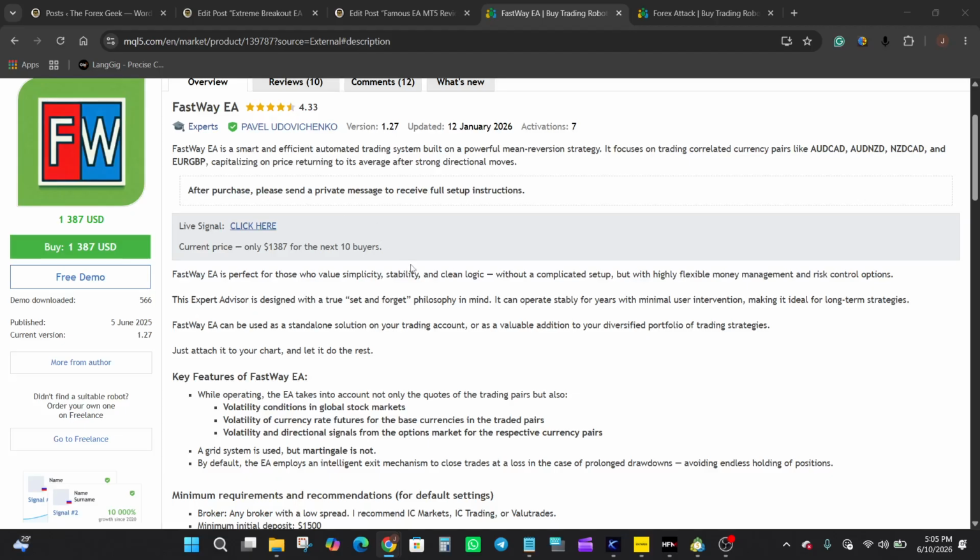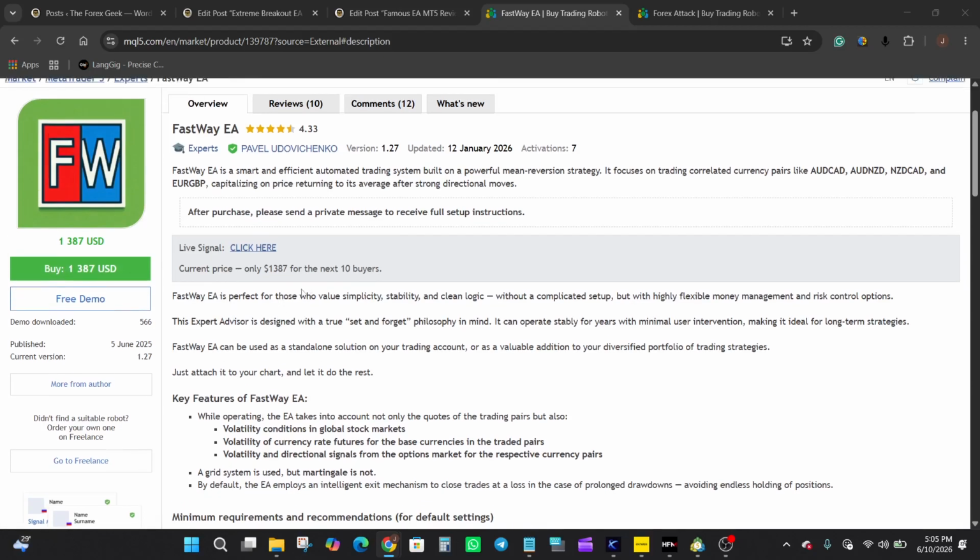From what is shown here, it is designed for the MetaTrader 5 environment, and the current price is 1,387 US dollars for the next 10 buyers, according to what we can see written here. The version here is 1.27 with the latest update on January 12, 2026, and it has 7 activations.